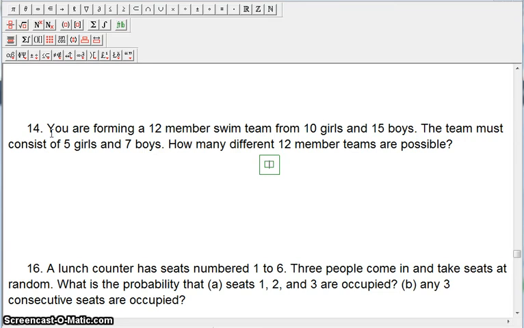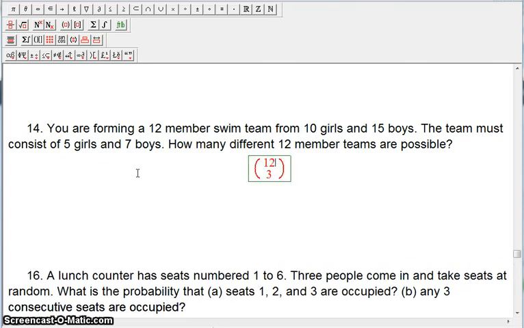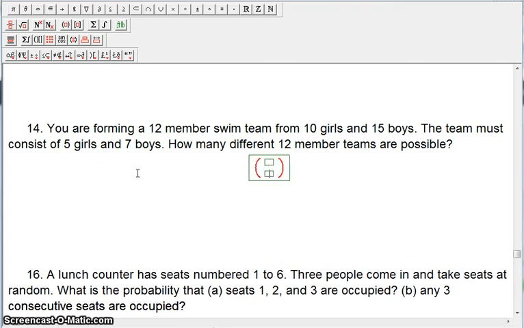You're just forming the girls part of the team, which is 10 choose 5. Oops. Let me just grab that. I just want to get a choose here. Okay. That's going to be 10 choose 5. That's the number of ways to choose the girls for the team. And then we've got another choice, which is totally independent of the other choice. And we need to choose 7 out of 15.